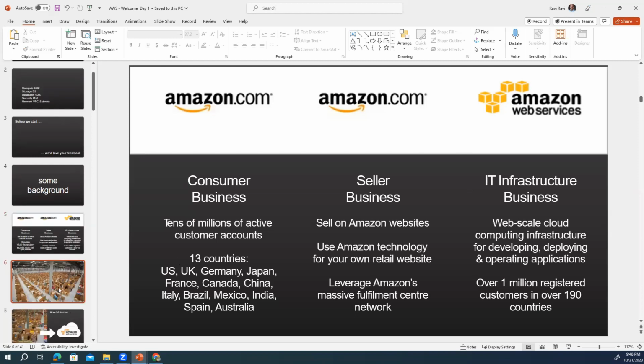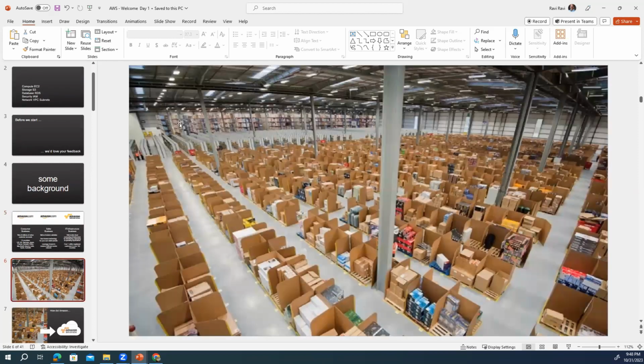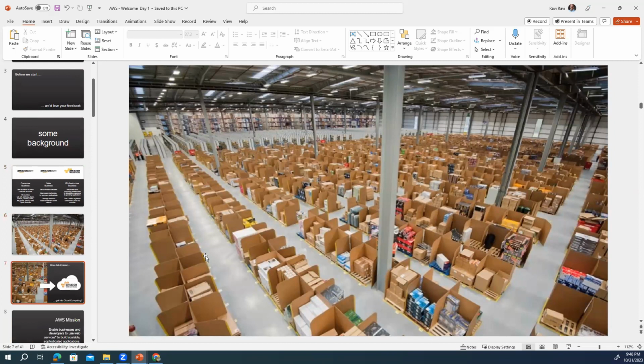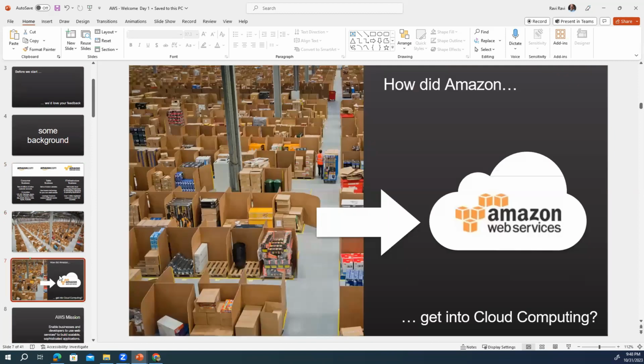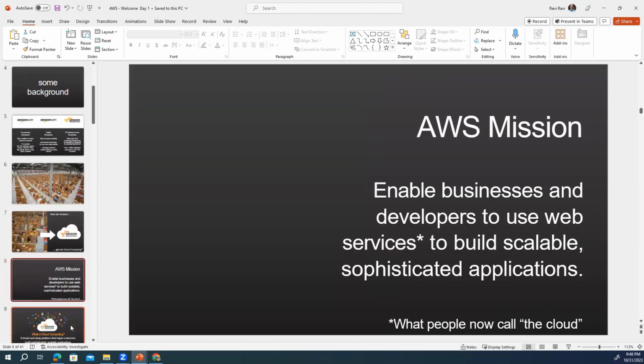Now you will be asking, what is this consumer or seller business? This is the place where it has a large amount of packing and everything that happens. And then it has been transformed into this Amazon Web Services. How Amazon got into cloud computing is important. That's why Amazon Web Services has a mission. What exactly is that mission, please follow here.